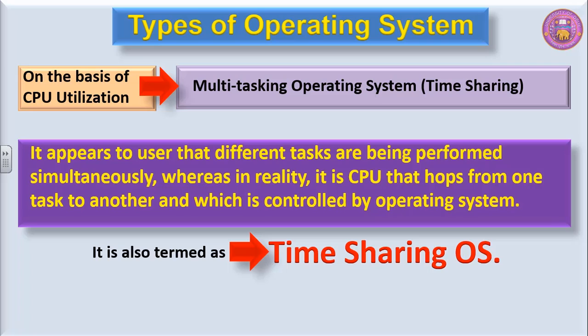So in the case of multitasking operating system, there is only one computer and it is not connected to any other computer. This computer has only one CPU, and that CPU performs number of tasks at the same time, though it appears at the same time, but internally the CPU keeps on shifting from one task to another. But it shifts so rapidly that it appears to the user that these tasks are performed simultaneously.